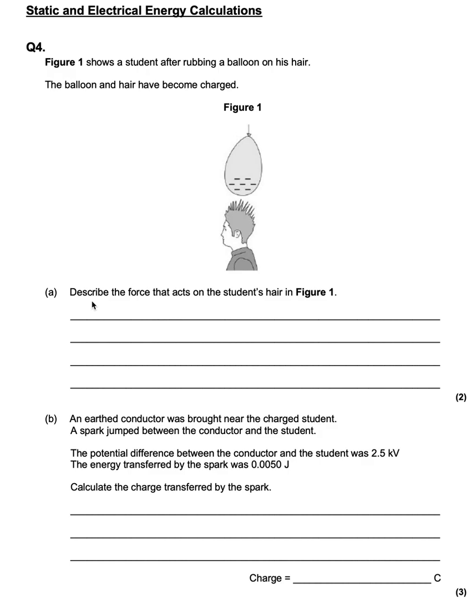Okay, so you can get 1 mark for saying an attraction between hair and balloon, or you can get 1 mark for saying that the hairs on the head repel each other. And the second mark is for saying either that it is a non-contact force, or that it's an electrostatic force.